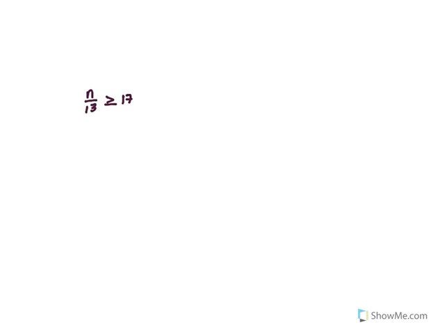So in this case, we would go ahead and multiply by 13, and our sign would stay exactly the same because it's multiplying by a positive number. So we'd have n. And this is going to be 221. So if we have a number line with 221 on it, 221 is included because it's equal to, and n is everything greater than that.